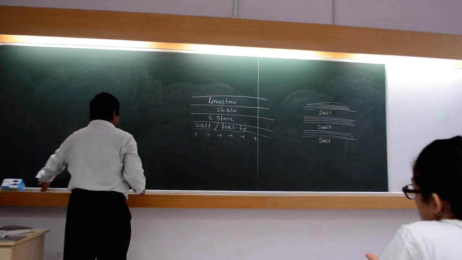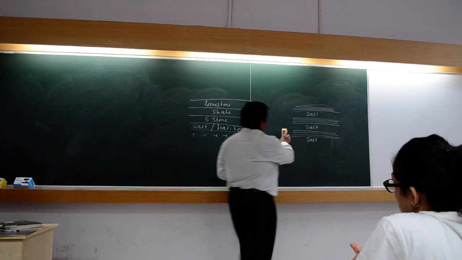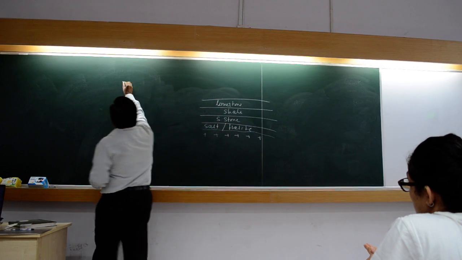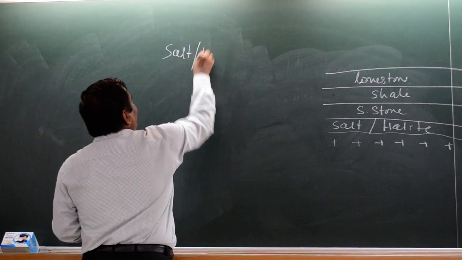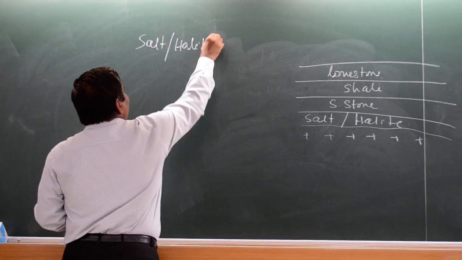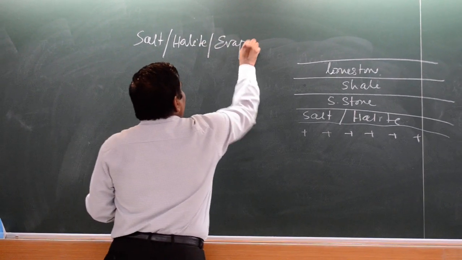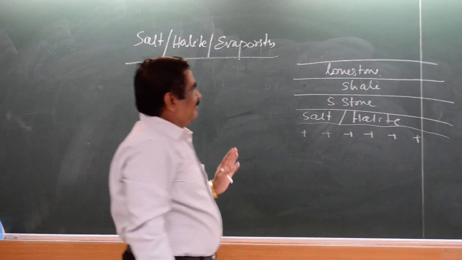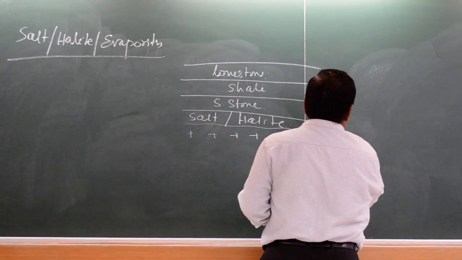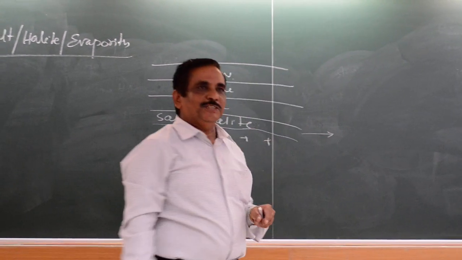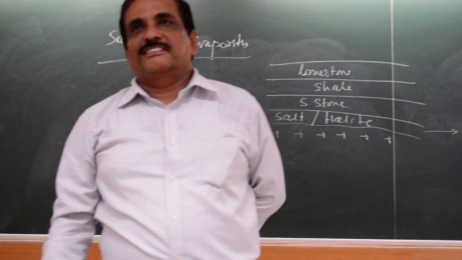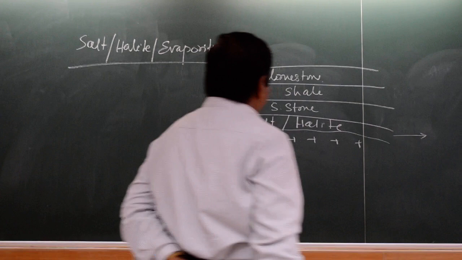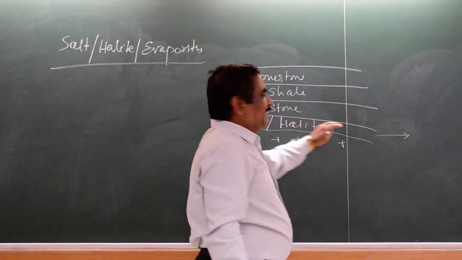Now, point is, salt, you know, so right, salt, halide, evaporite. Now, this is a very typical characteristic. Very typical. What is that? What is the density of salt?